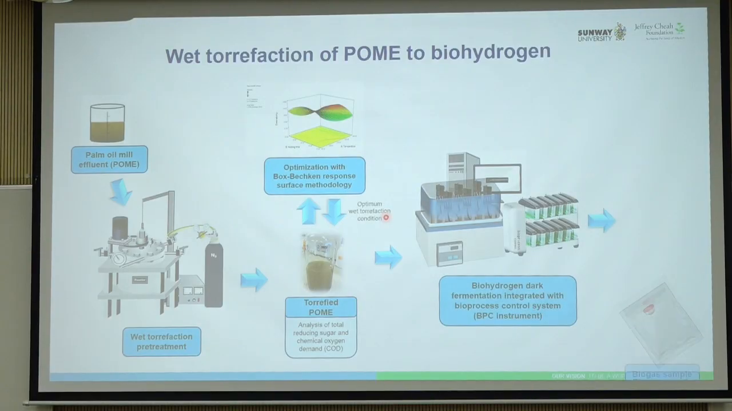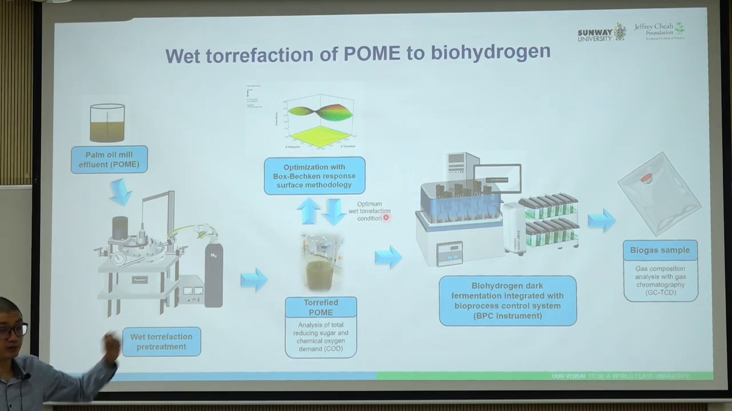This is another study. This study focuses on the gas product. In Malaysia, we have a lot of palm oil mill effluent, which we call POME. Palm oil mill effluent is wastewater from the palm oil mill. We go through the wet torrefaction process here as a pre-treatment only. After that, we use the torrefied POME and go through fermentation. Biogas can be produced.